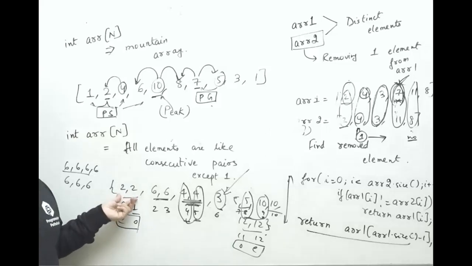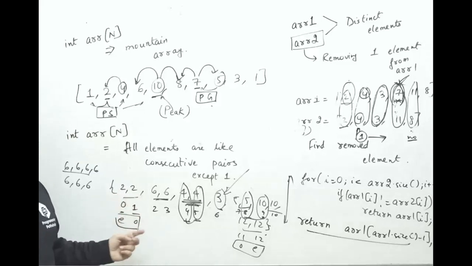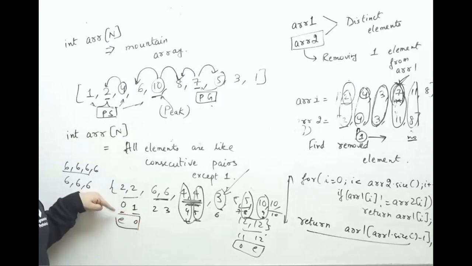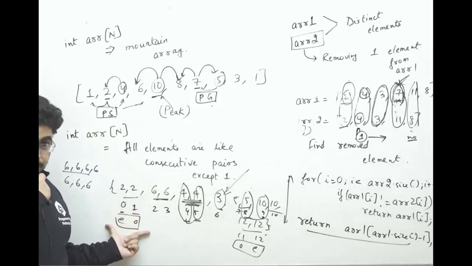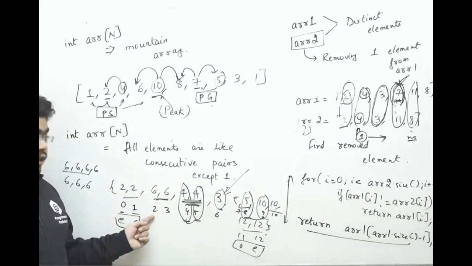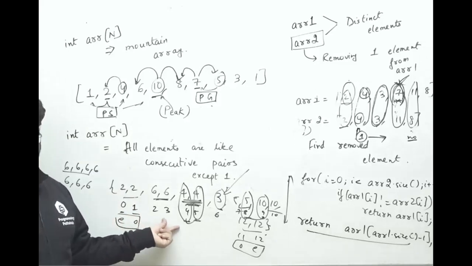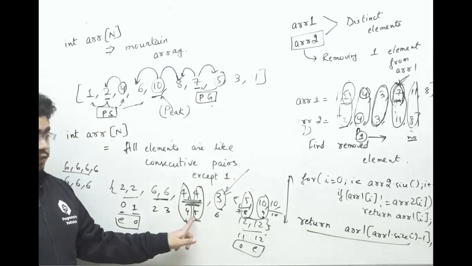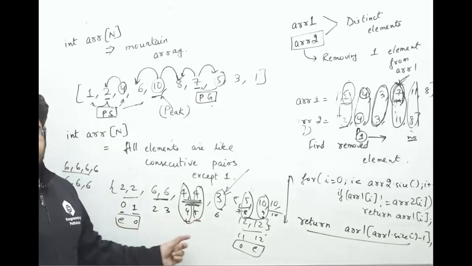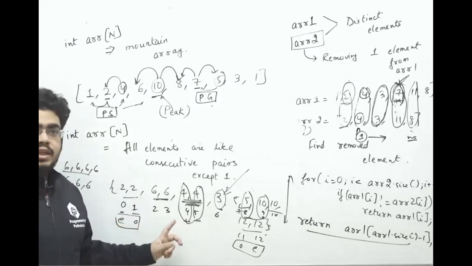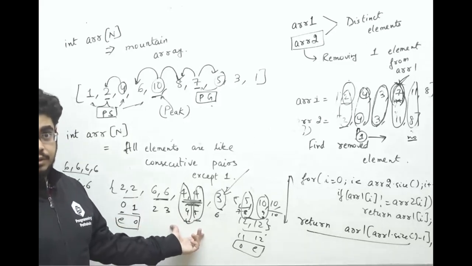So when it's a pair, can I say it will be 0, 1, which is even index, then odd index. 0 is even, 1 is odd. Do you agree? Then it will be 2, 3, which is again even, odd. 4, 5, which is even, odd. So as long as there are only pairs, it will have to be even, odd, because they are coming in pairs.